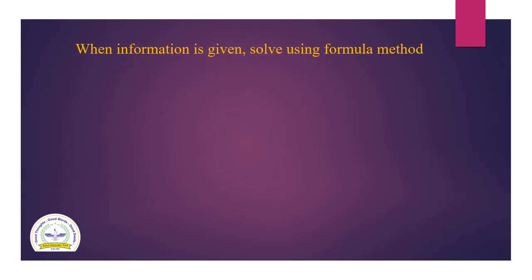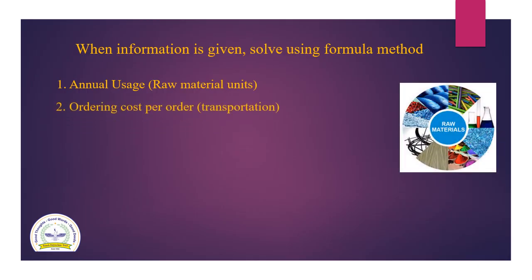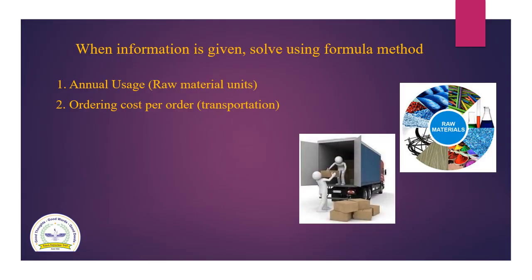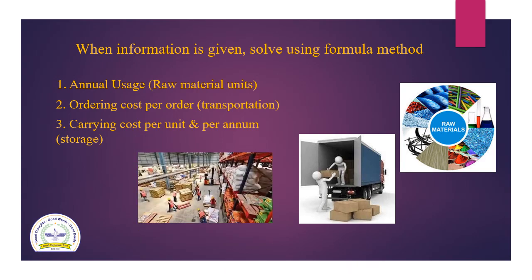In the question, where information is given to solve using the formula method, we should have annual usage, that is how many units are consumed yearly. Second, we require ordering cost per order, that is expenses while transferring the raw material. And lastly, we need carrying cost per unit, that is expenses for the storage and preservation of the raw material. By applying this formula, square root of 2 multiplied by annual usage multiplied by ordering cost divided by carrying cost, we arrive at the answer.